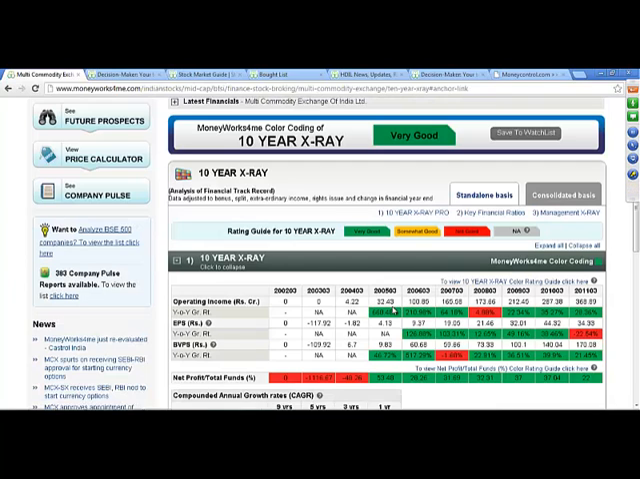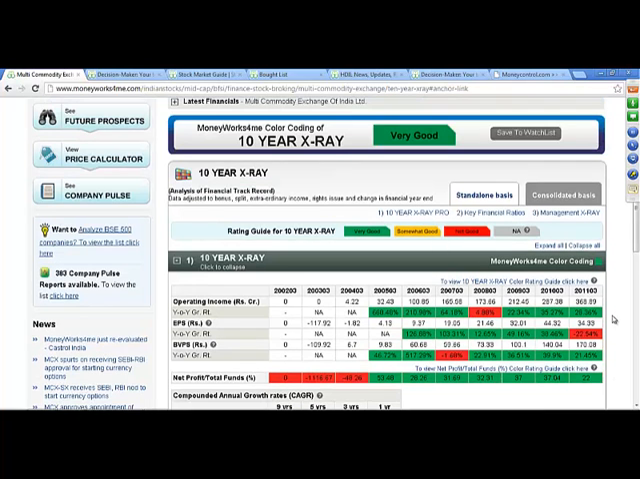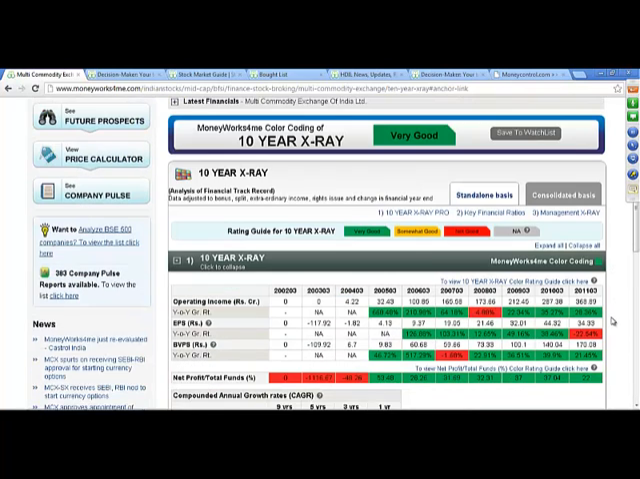So actually for MCX, what you can see is on Moneybox you can find the 10-year X-ray. The performance that you have is almost for 7 to 8 years, and with another year coming in, it will be available for almost 9 years. So that is not the problem. You can definitely arrive at the color coding or the analysis of the 10-year X-ray of MCX.